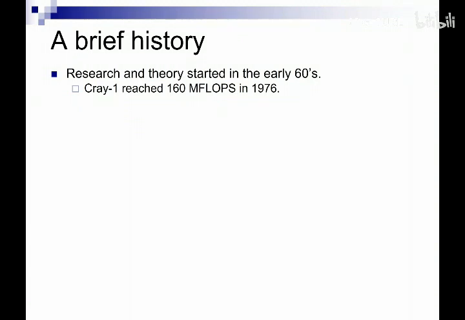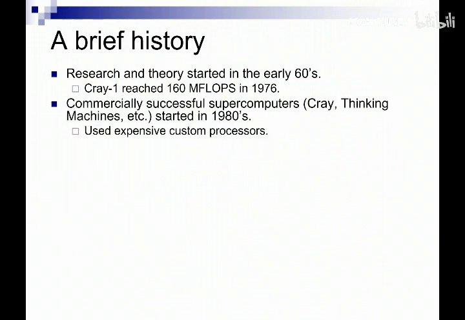So by 1976, we have the first supercomputer, the Cray 1, which had a speed of about 160 megaflops, right? So it could do 160 million floating point operations per second. Okay, and during the 80s, supercomputing really flourished. And there were a number of successful supercomputer companies that started up, including Cray and Thinking Machines, and many other companies.